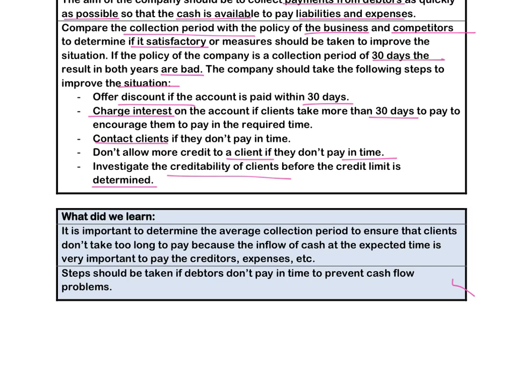What did we learn? It is important to determine the average collection period to ensure that clients don't take too long to pay, because the inflow of this cash at the expected time is very important, because the business depends on this money to pay creditors and expenses. If it's not according to the required norm of the industry or according to the principles of the business, steps should be taken if the debtors don't pay in time to prevent cash flow problems.